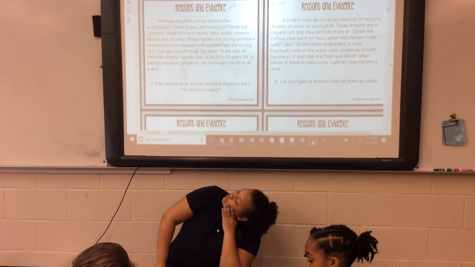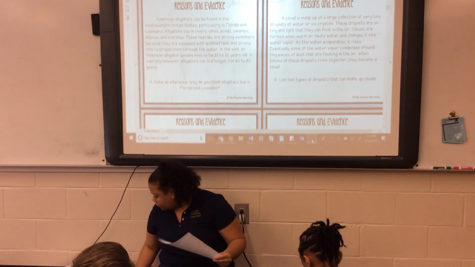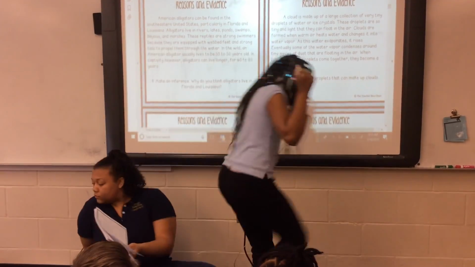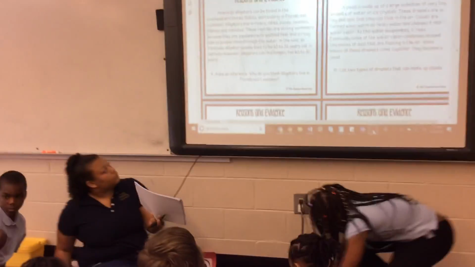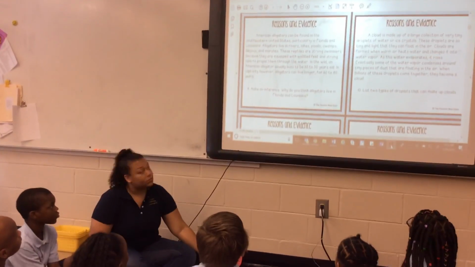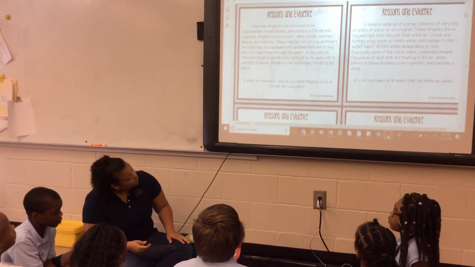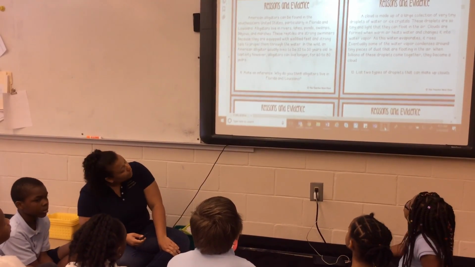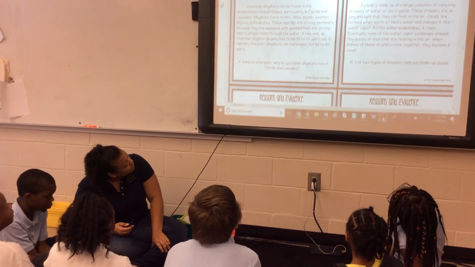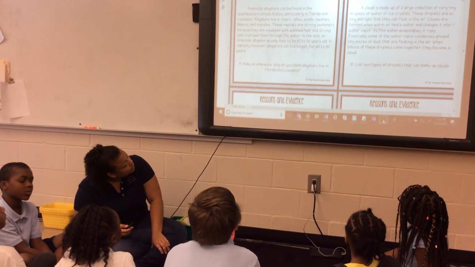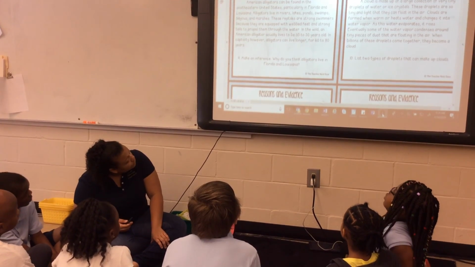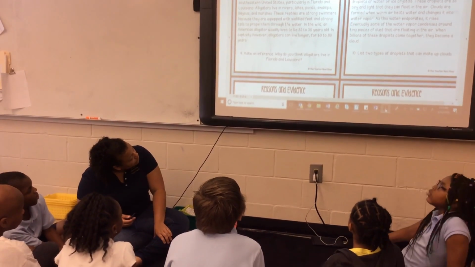American alligators can be found in the southern United States, particularly in Florida and Louisiana. Alligators live in rivers, lakes, forests, swamps, bayous, and marshes. These reptiles are strong swimmers because they are equipped with webbed feet and strong tails to propel them through the water. In the wild, American alligators usually live to be 35 to 50 years old. In captivity, however, alligators can live longer, for 60 to 80 years.